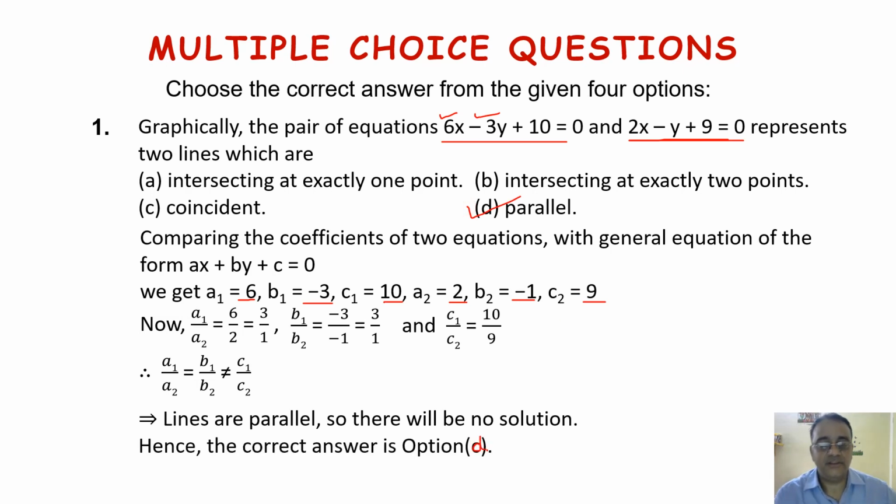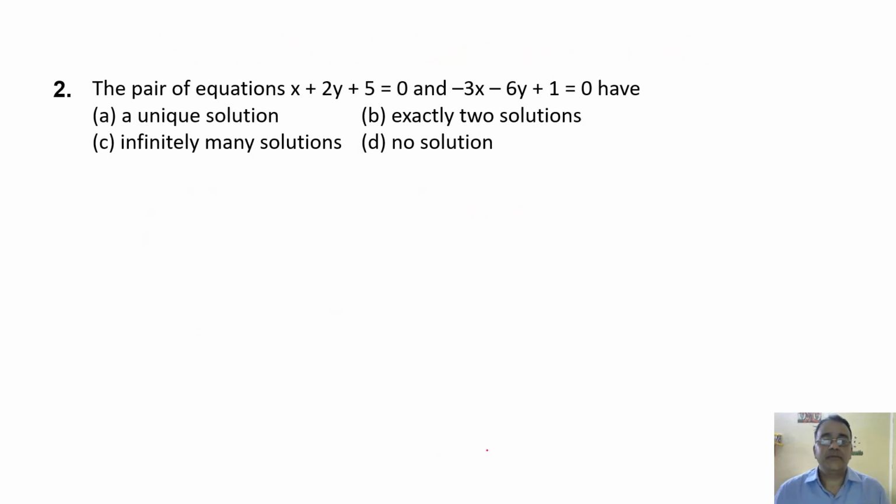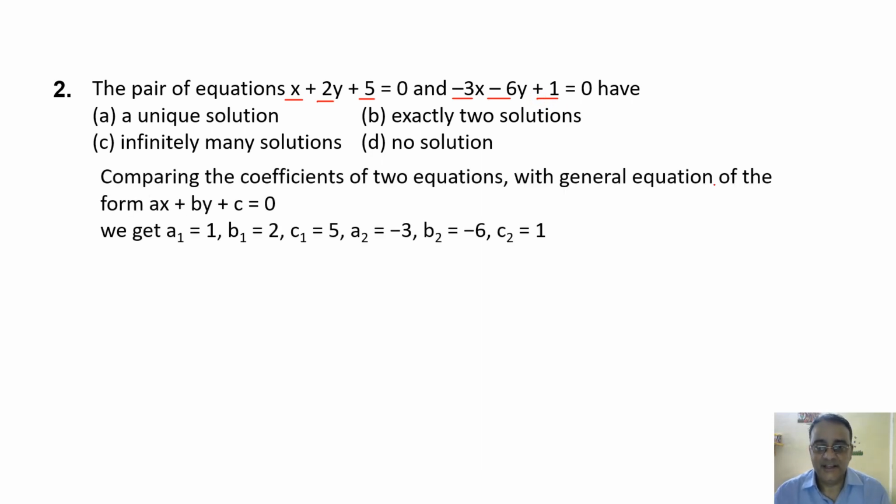Okay, now we are moving toward the next question, question number 2. The pair of equations x plus 2y plus 5 is equals to 0 and minus 3x minus 6y plus 1 is equals to 0 have. So again we have to compare the ratios, right? So again we will find a1, b1, c1. The value of a1 is 1, b1 is 2, c1 is 5, a2 is minus 3, b2 is minus 6 and c2 is 1. Right. So we got these values.